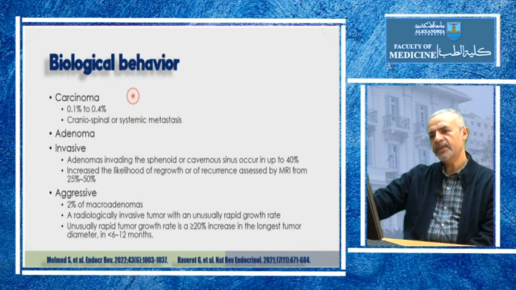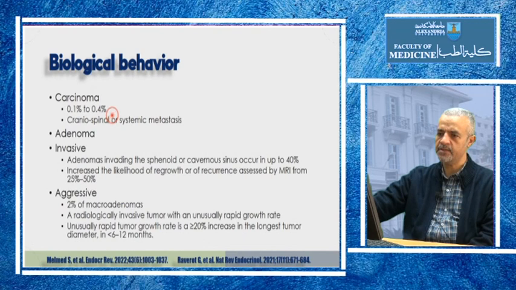Again, one other classification is related to the biological behavior. Most of the anterior pituitary tumors are adenomas. A rarity is considered to be carcinomas, representing only 0.1% to 0.4%. The only way to identify a pituitary tumor to be a carcinoma is the presence or absence of craniospinal or systemic metastasis. Adenomas, which are benign tumors, may be classified either as invasive or aggressive.